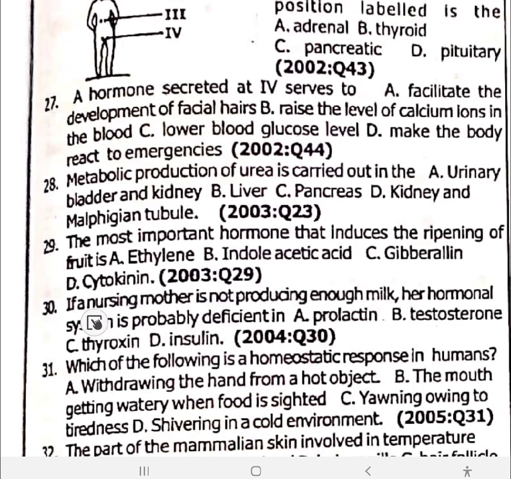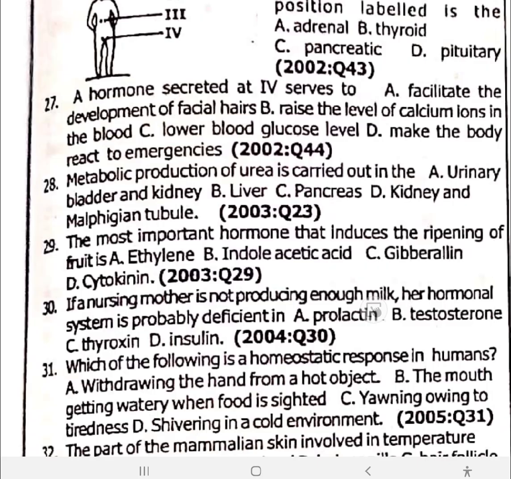30. If a nursing mother is not producing enough milk, do not forget we said prolactin and oxytocin are responsible. Prolactin is gotten from the anterior pituitary gland. What causes the release? The hormone is from the anterior pituitary gland, while oxytocin is from the posterior pituitary gland. Do not forget, the pituitary glands produce hormones. They are located in the head region.